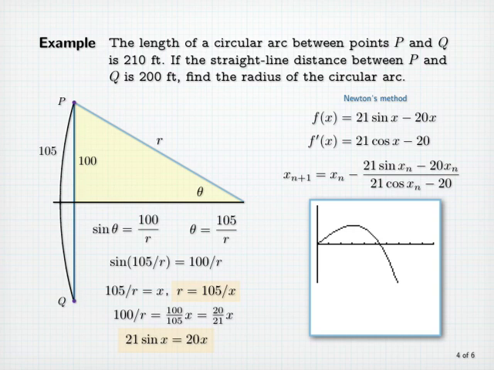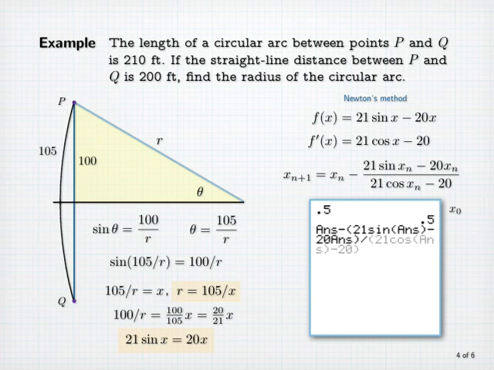This graph is on the interval 0, 1. It indicates an x-intercept that's a little bit to the right of 0.5. So let's use 0.5 as our initial guess x naught. So now let's type in the formula, press enter to calculate x1.